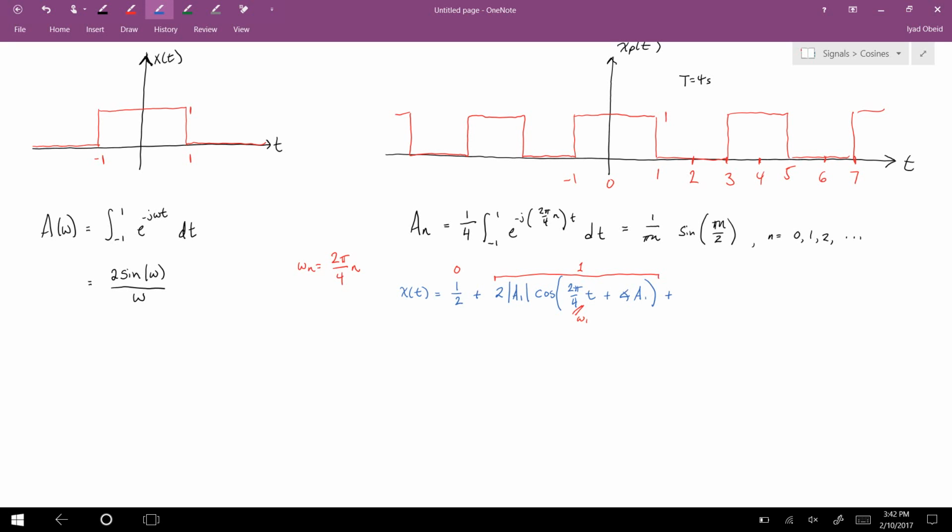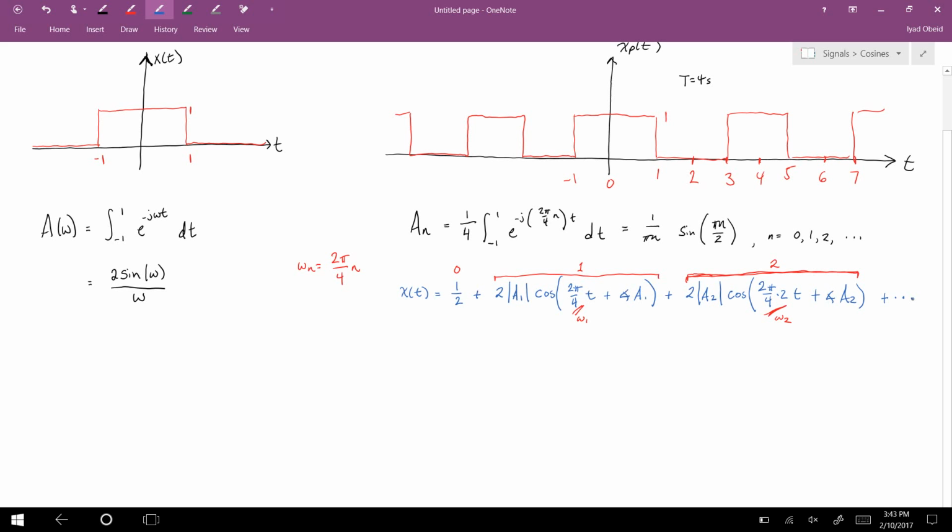Okay, so what's the next cosine in this sum going to be? It's going to be 2 times the absolute value of a sub 2 times the cosine of 2 pi over 4 times 2 t plus the angle of a sub 2. Okay, so this whole bit over here now, that all corresponds to n equals 2, and this frequency here is omega sub 2. And then there's obviously going to be an infinite number of these, all the way out to n equals infinity.